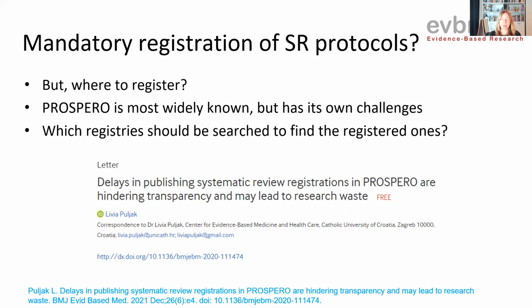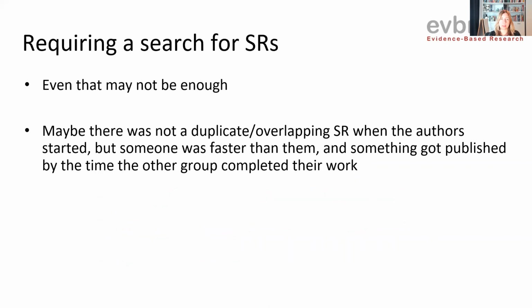Because even though Prospero is most widely known currently, it has its own challenges. I have published a letter some time ago in which I wrote about delays in publishing systematic review registrations in Prospero, and I described my case of a systematic review that waited 6 months from submission to publication on the Prospero website. Within these 6 months, we almost completed this systematic review because it was very narrow and we didn't have many included studies. So if somebody was looking for a systematic review protocol on our topic, they would not be able to find it during those 6 months that we waited to register it publicly on the Prospero website.